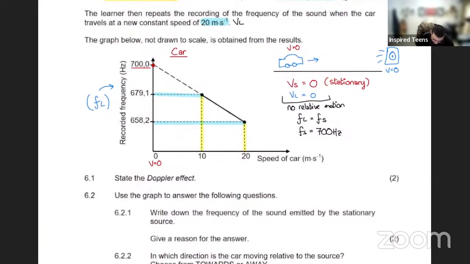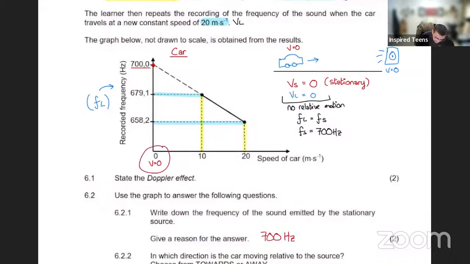So the first question is about the Doppler effect. The Doppler effect is an apparent change in the frequency detected by the listener due to relative motion between listener and sound source. 6.2, use the graph to answer the following questions. Write down the frequency of the sound emitted by the stationary source. So they're talking about the actual frequency emitted by the sound source, and we just did that whole thing to calculate it. This is 700 hertz. Give a reason for your answer.